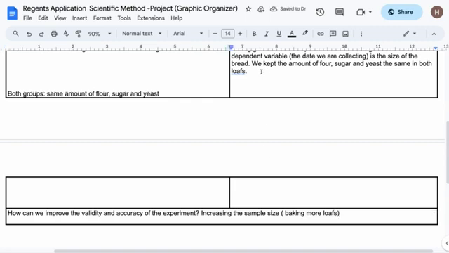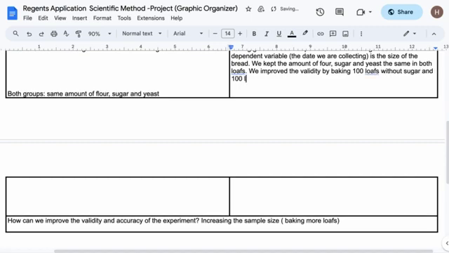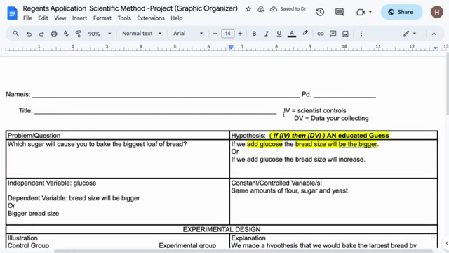And then here I'm going to write, we improved the validity by baking 100 loaves without sugar and 100 loaves with glucose. There you go. You just finished your scientific method graphic organizer.